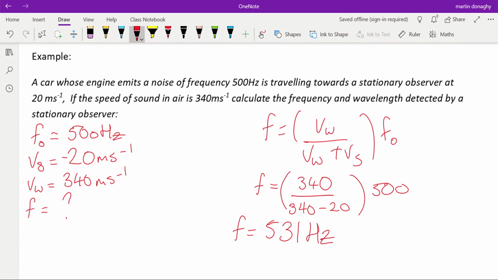Once you get to that point, stop and think, does that make sense? Would you expect the observer to be detecting a higher frequency? Yes, because the car is moving towards it, we're going to get a higher frequency. If it comes out that we got a lower frequency, we would expect a higher frequency, so I would go back and check that your positives and negatives are the right way around for the velocity of the source. Next thing we have to do is calculate the wavelength.